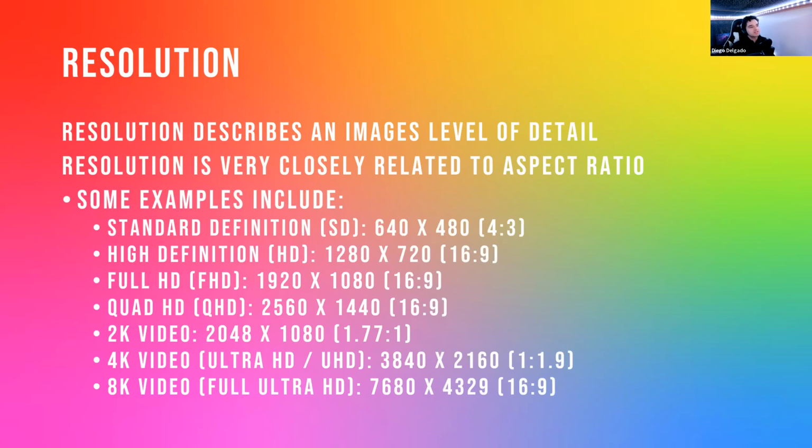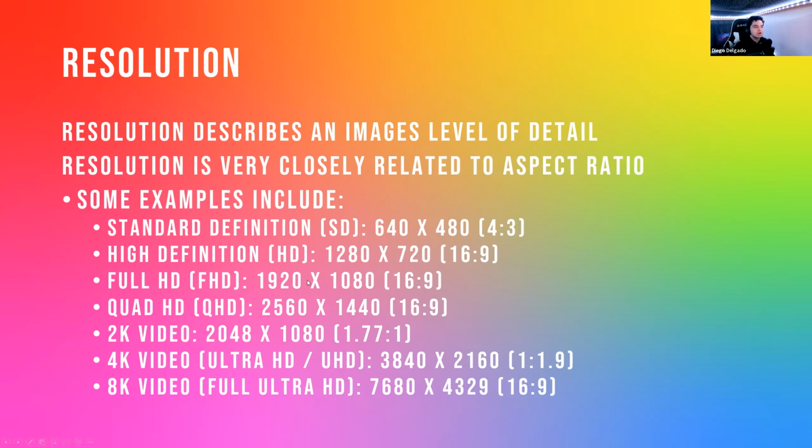All right, so now we have resolution. Resolution describes an image's level of detail. Resolution is very closely related to aspect ratio. Some examples include standard definition. It's not so standard anymore because resolutions have just gotten insane in the past 20 years or so. That standard resolution is 640 by 480p, so that's 4 by 3. High definition or HD is 1280 by 720, 16 by 9, again, the aspect ratio that we're going to see a lot of. Full HD or FHD is 1920 by 1080.